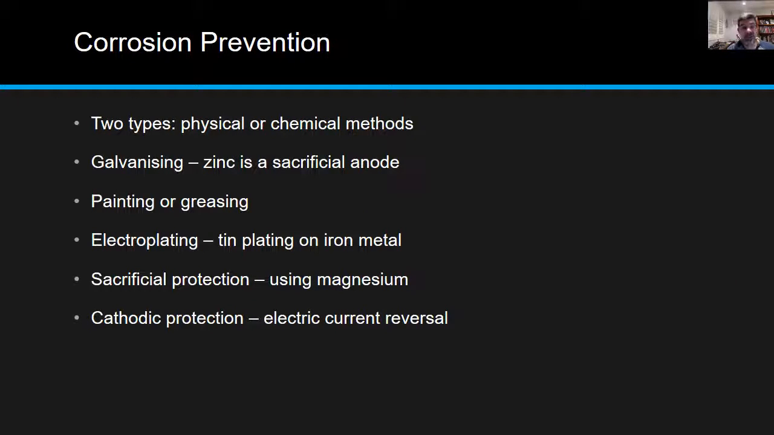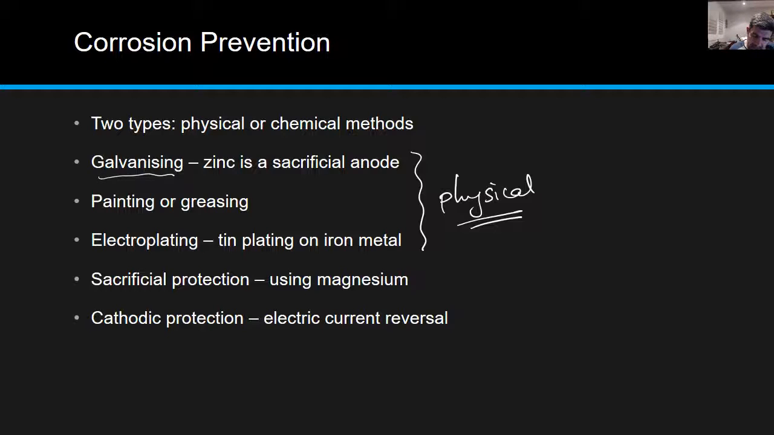So how do we prevent it? Well, there's a couple of different ways, and there's two sort of groups of ways, I guess. The first are physical mechanisms, okay? Ways of just using some sort of a coating or covering or something in order to try and create a barrier between those key factors of oxygen and moisture and the actual metal inside.